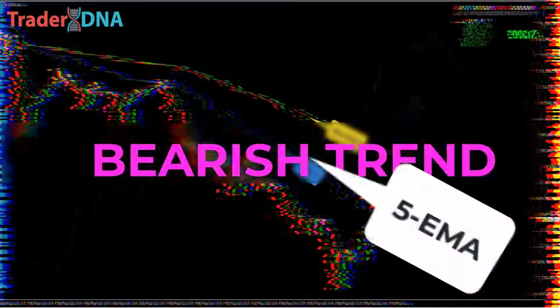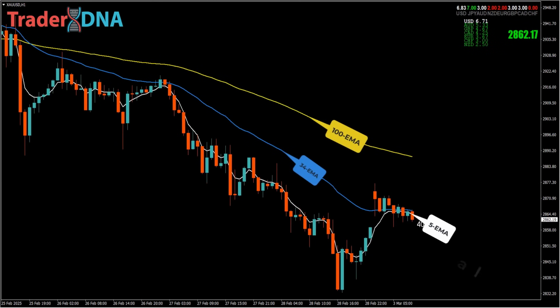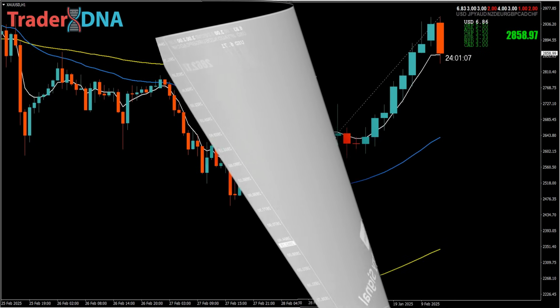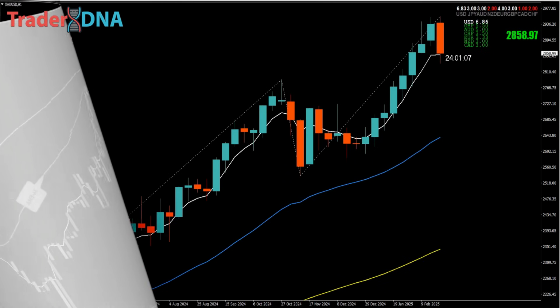And the 5 period EMA, that's our entry signal indicator, our trigger to jump into the trade. I know many of you are already familiar with these moving average rules, but if you're not 100% confident yet, don't worry. I'll walk you through a real case example to break it down step by step so you can fully master this fundamental trading rule.